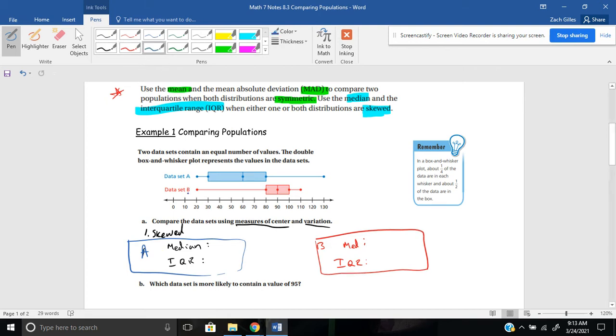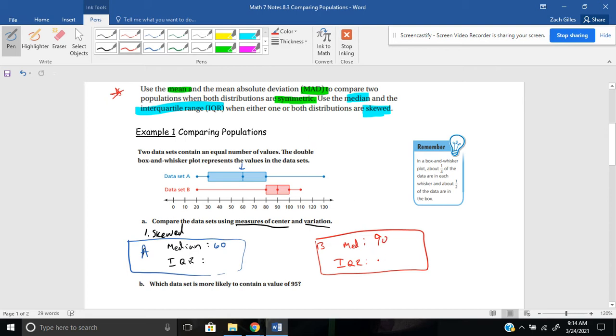What is the median of data set A? Well, the median is that middle line in the box and whisker plot. So the median for letter A is 60. And the median for letter B, middle of the box and whisker plot, is 90.